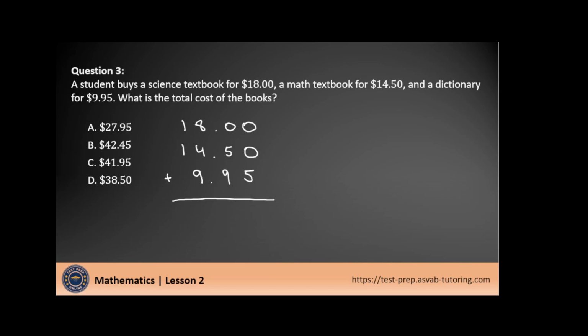Add these together. Starting from the right, 0 plus 0 is 5. 5 plus 9 is 14. Carry the 1. 1 plus 8 is 9. 9 plus 4 is 13. 13 plus 9 is 22. Carry the 2. 2 plus 1 is 3. 3 plus 1 is 4. And our decimal just drops straight down. Final answer is 42.45.